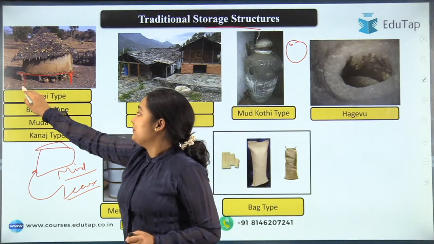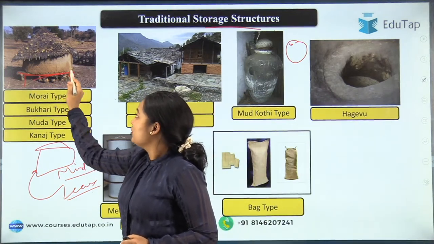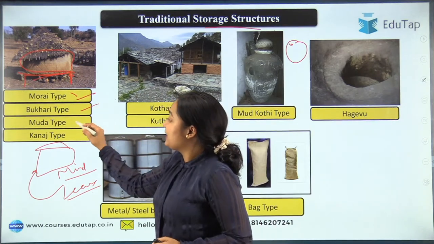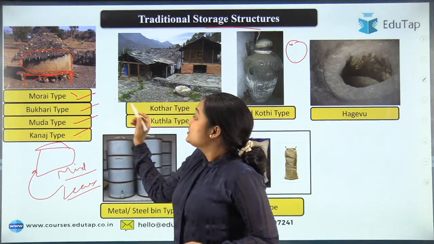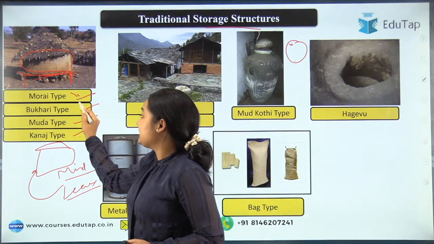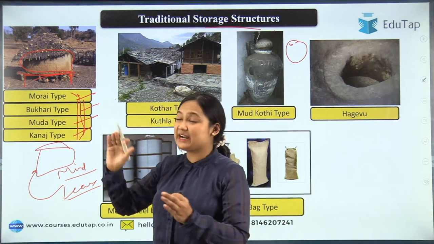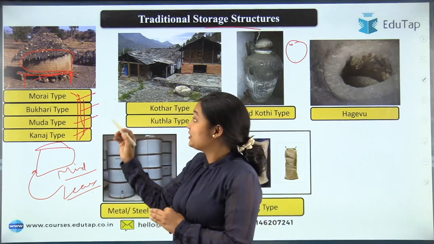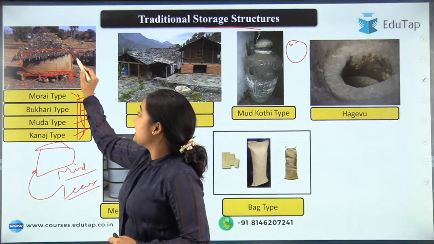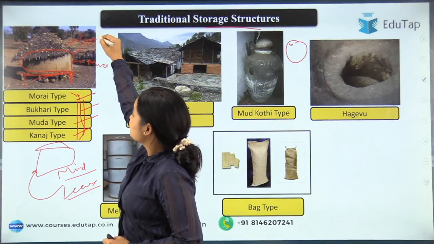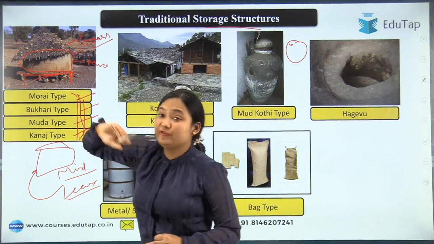So what they do, they put a platform over the storage structure. So these are Morai type, Bukhari type, Muda type or Kannash type. What you'll have to remember there is that these four are a similar kind, but they are present in different states, that's why they have been given different names. You'll also have to remember that mud is used, and grass is used for the roof.